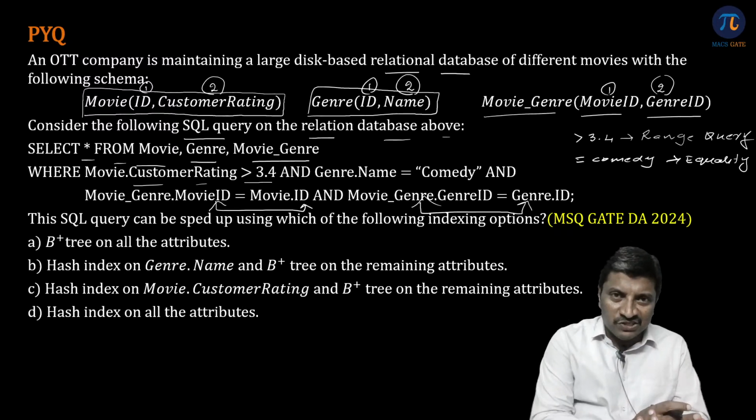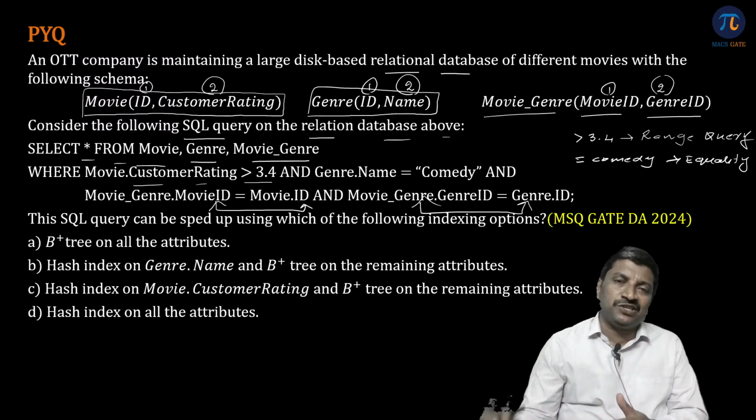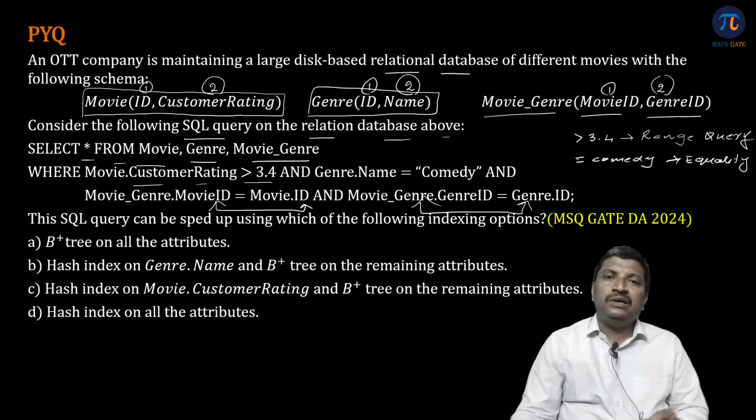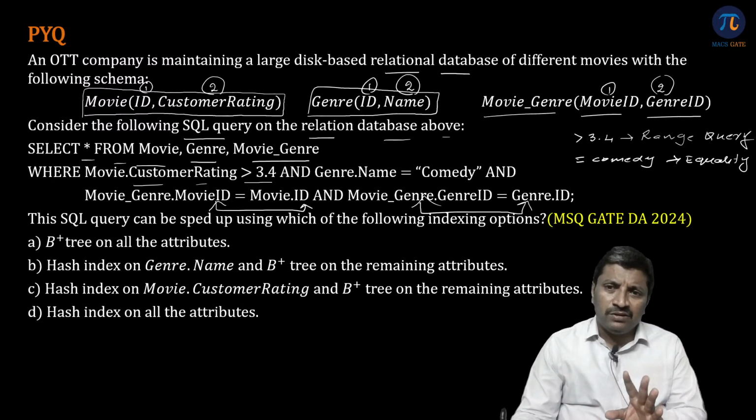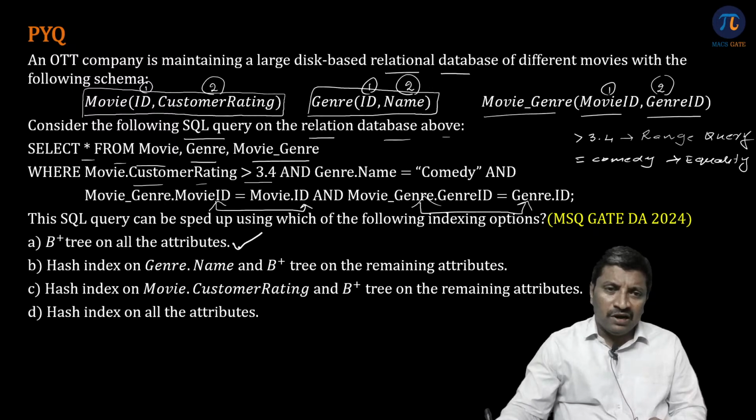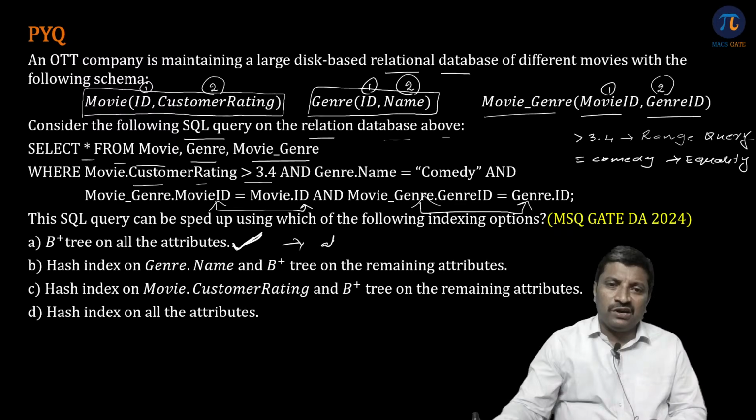If you apply B plus tree, it will give less time or less access cost, because in B plus tree, the access cost equals the number of levels plus 1. So either it is a range query or equality query, always B plus tree will give less cost.